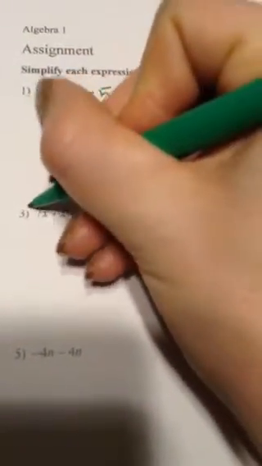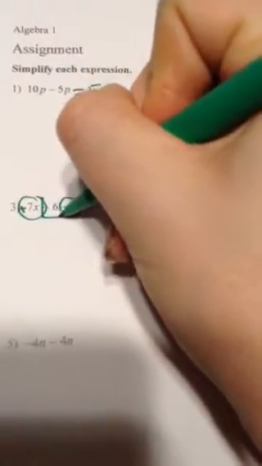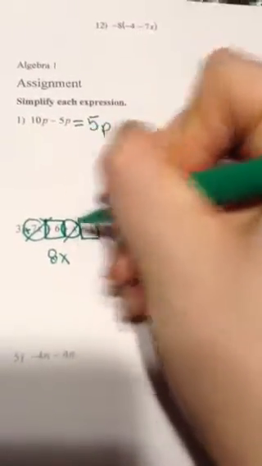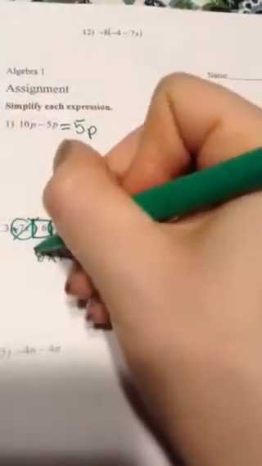Number 3, I have 7x positive, and then I have another positive x. I also have two other terms that are alike to each other, this positive 6 and this minus 1. So when we have more than one set of like terms, we just combine both sets. So 7x plus an x is an 8x. I combined those. 6 minus 1 is 5. So it's 8x plus 5.